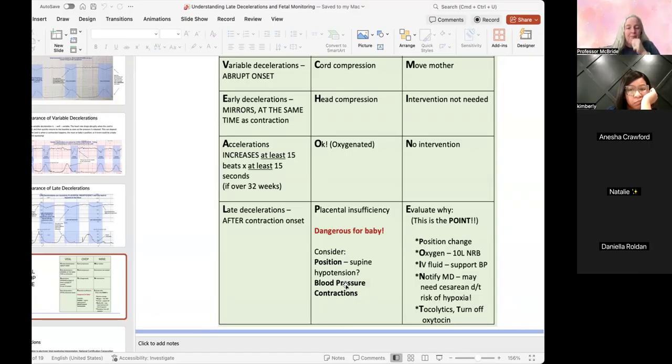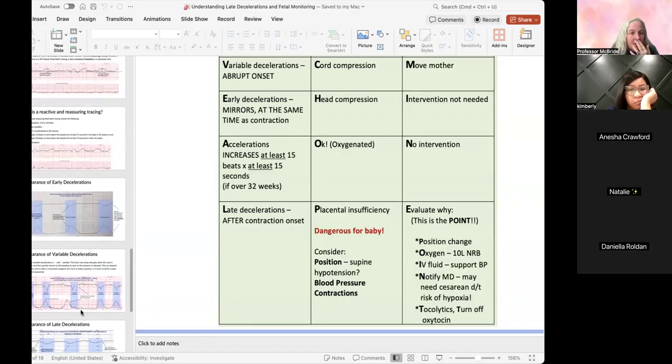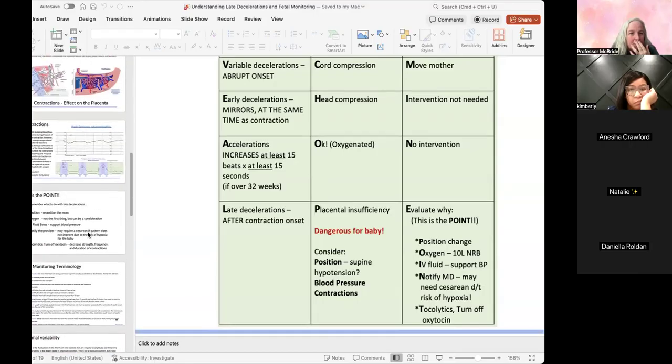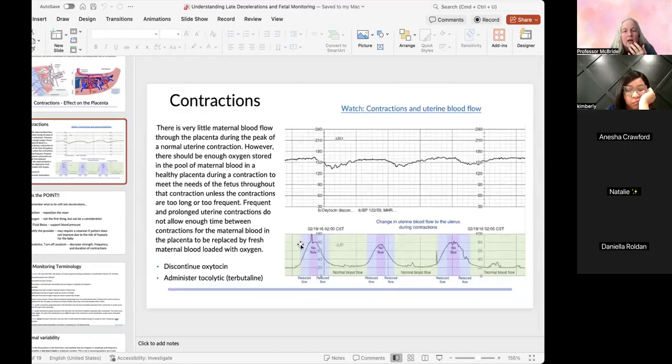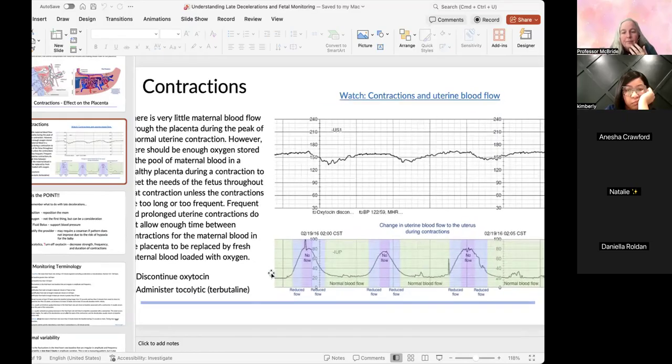And then contractions can also cause late decelerations because every time, I have it in here. I think I have a picture of this. Every time that the uterus contracts, during the peak of the contraction, there's no blood flow coming to the placenta. All right. And so we have normal blood flow between contractions. And then as the contractions build, we have less. And then we have no blood flow during the peak. And then we have less. And then we're back to normal again.